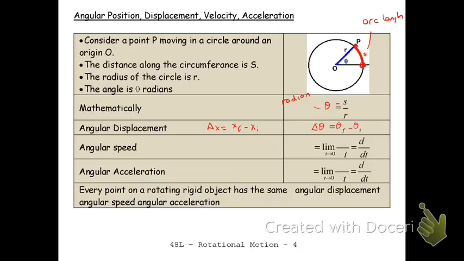So same equation, really. And angular speed, this is omega, is equal to the limit as delta t goes to 0 of delta theta by delta t, which is d theta by dt. And that's just like we said before, that v is equal to dx by dt. Remember that?